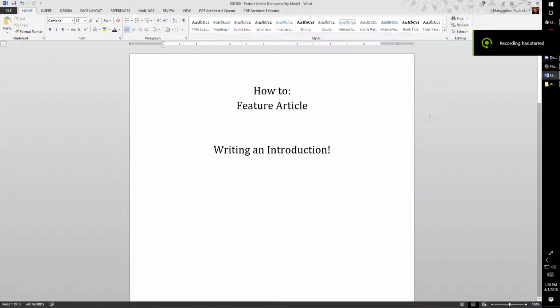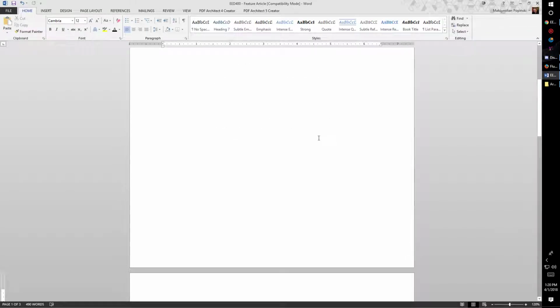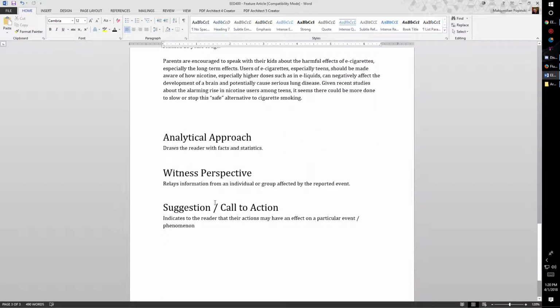Folks, how we doing? Today we're learning how to write an introduction for a feature article. I'm going to go a little bit fast, so please bear with me. There are three, I think, pretty concrete approaches that you can use for writing your introduction. The first is an analytical approach, and this draws the reader in with facts and statistics. There's no fluff, it's just an objective way of diving right into the story.